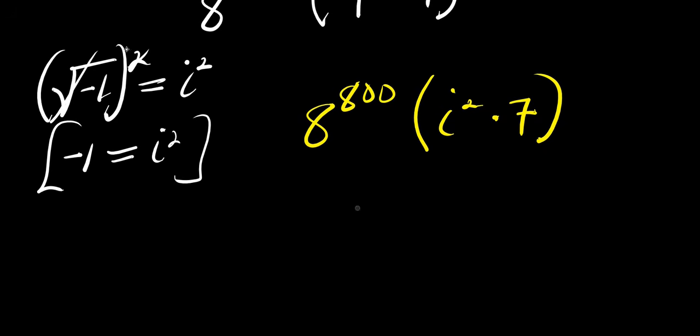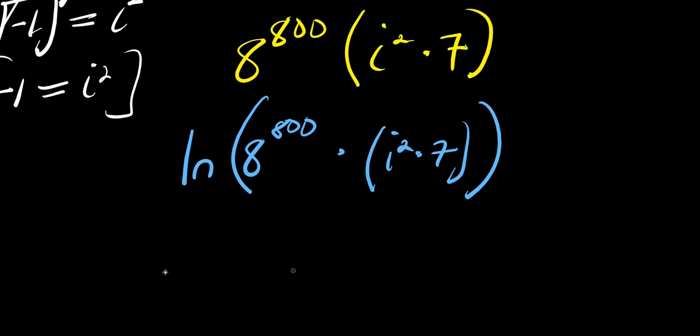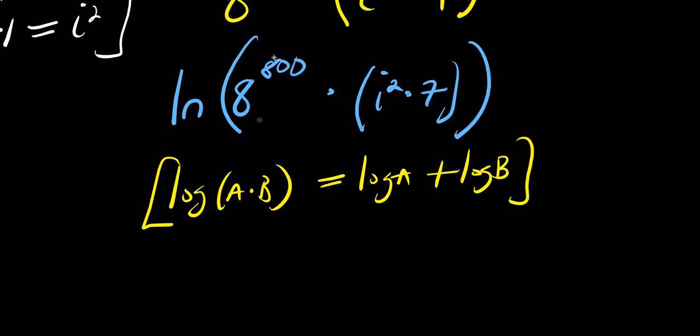So at this point, what I'm going to do will be to apply natural log. I take natural log of 8 power 800 times this. That would be, when you put it in bracket, i power 2 times 7. So what happens here is that we consider this logarithm property. Log of a times b equals log a plus log b. So this is my a, this is my b.